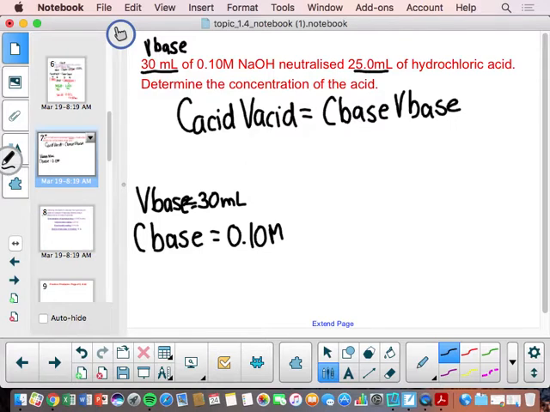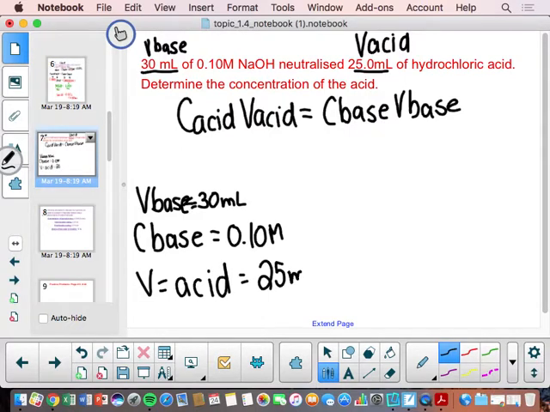Kelvin? A volume of a base or an acid? Acid. Perfect. So they gave us our volume of our acid as being 25 milliliters. Good.